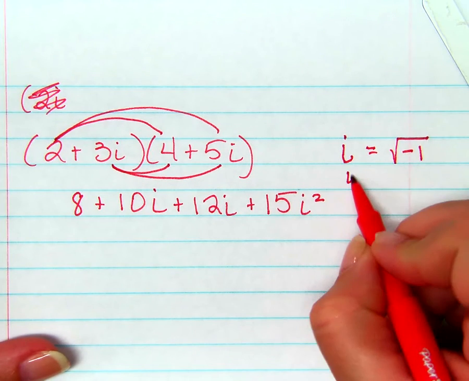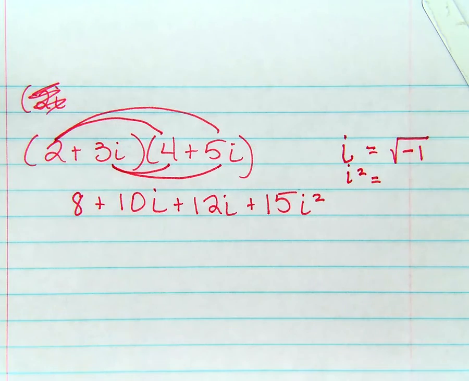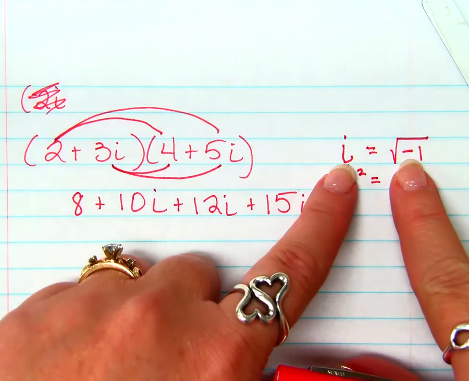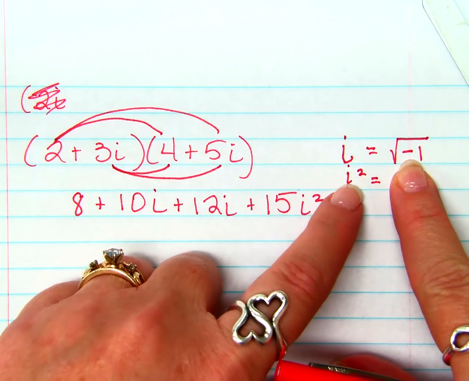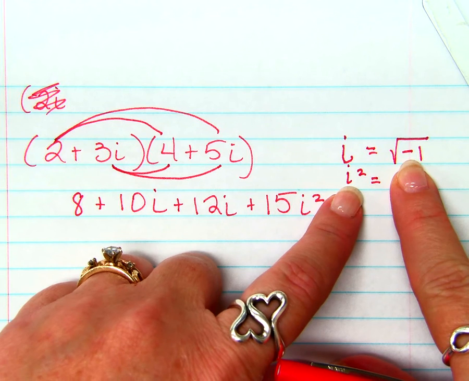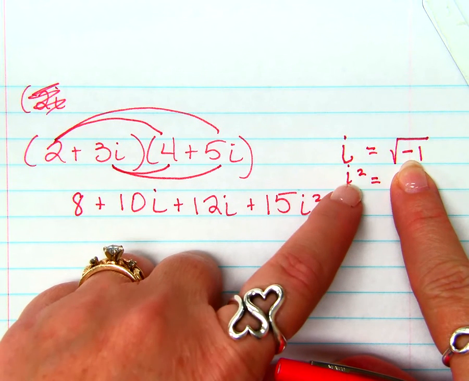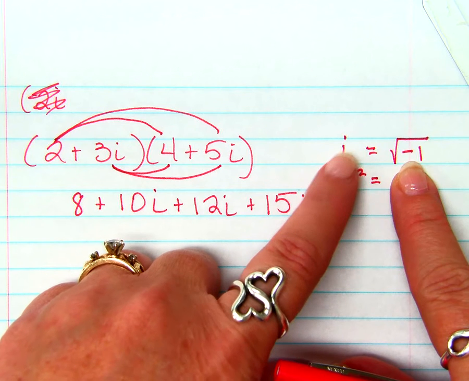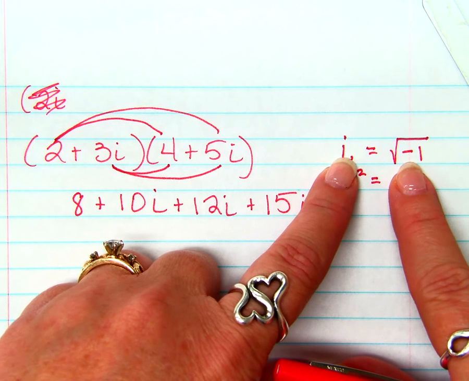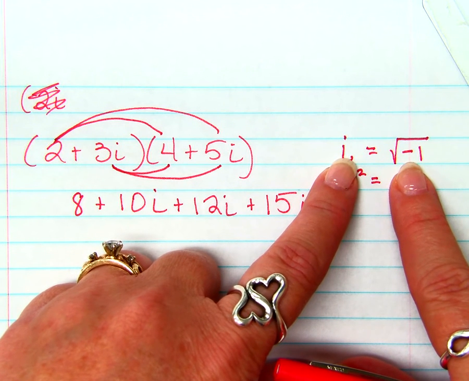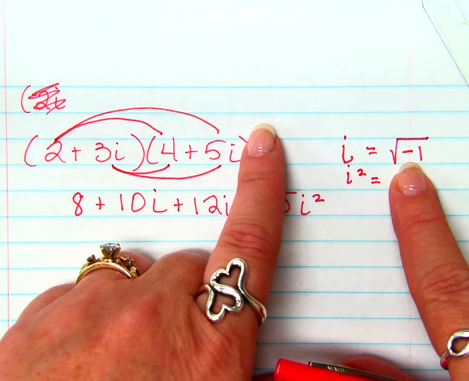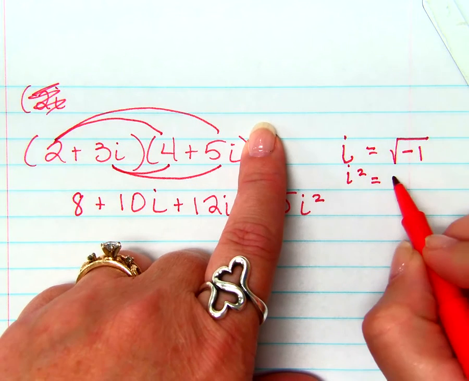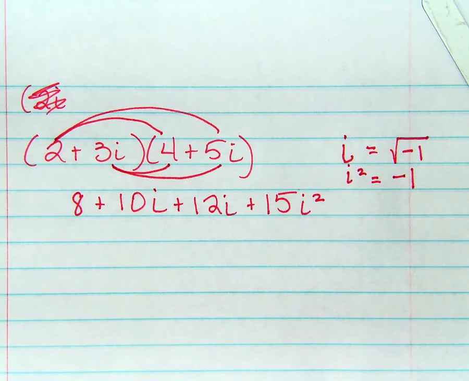Don't I know what i squared is then? How would I get from here to here on this side? How do you get from i to i squared? You square it, right? That's exactly right. If I square this side, what do I have to do to this side? What happens when I square the square root of -1? -1. i squared equals -1.